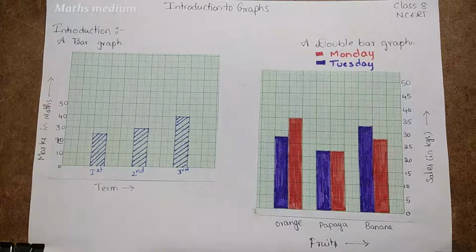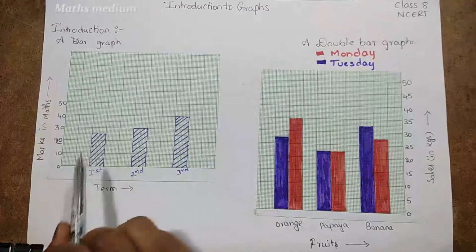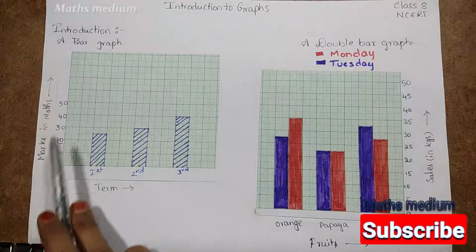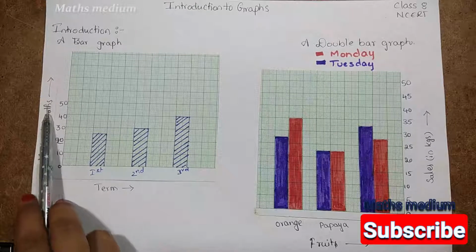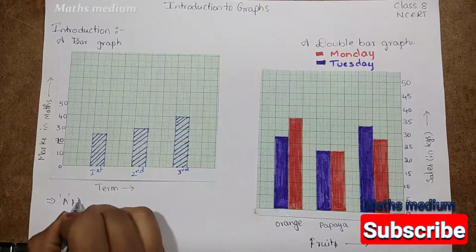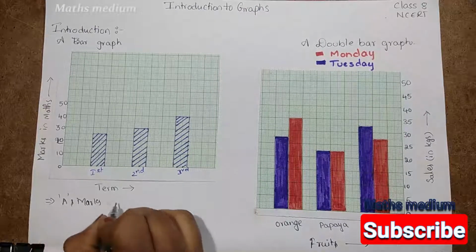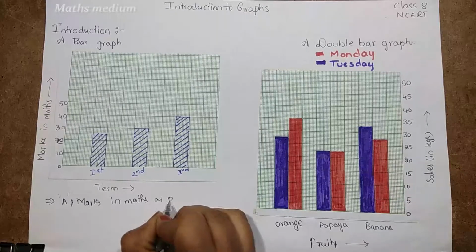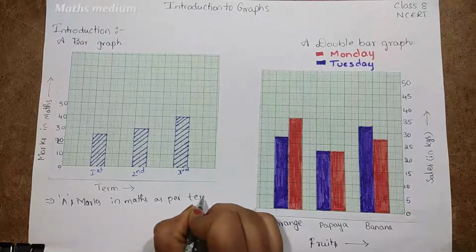Just take a recap of the bar graph and double bar graph. Graphs are used as visual forms. By using a tabular form we can form bar graphs also. See here, it is a bar graph of marks in maths by terms. So if you take A's marks in maths as per term exams.